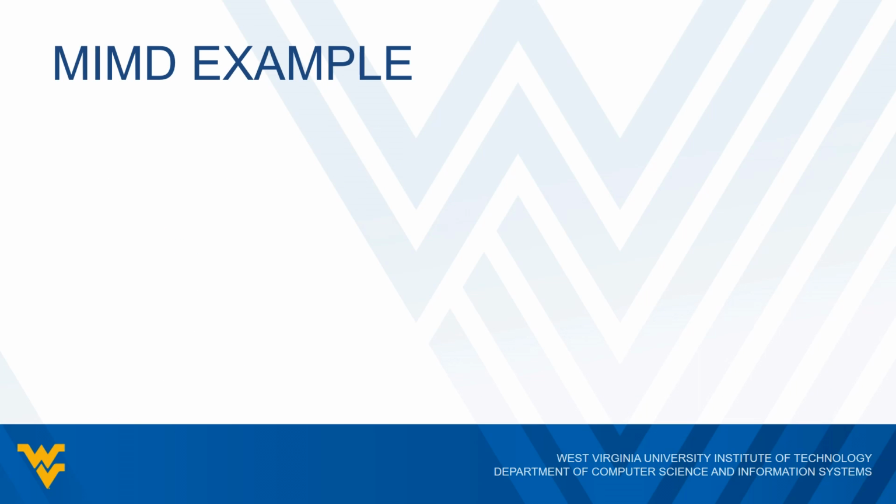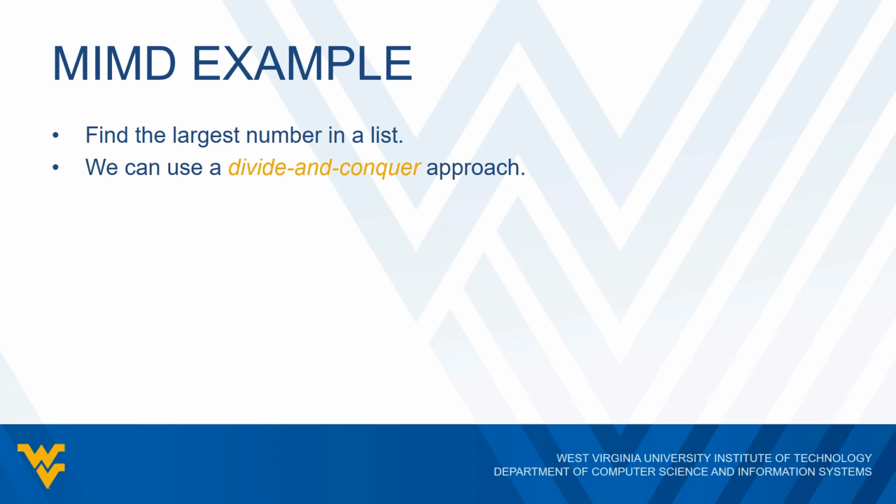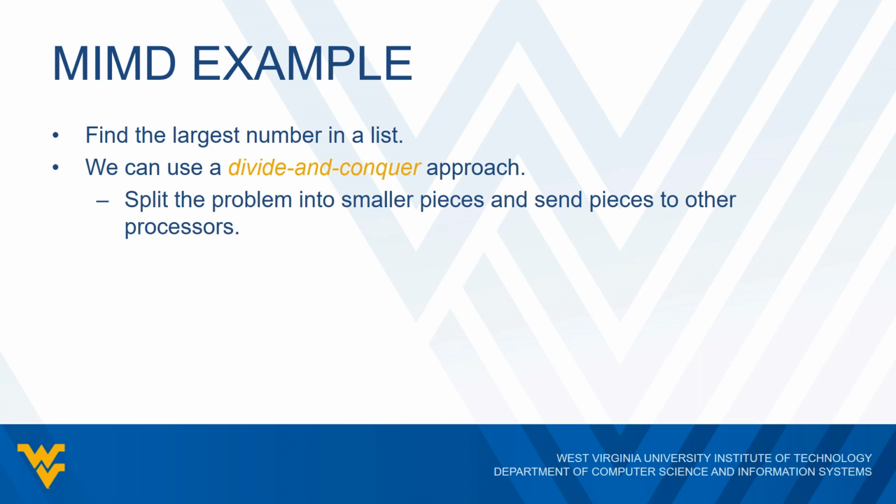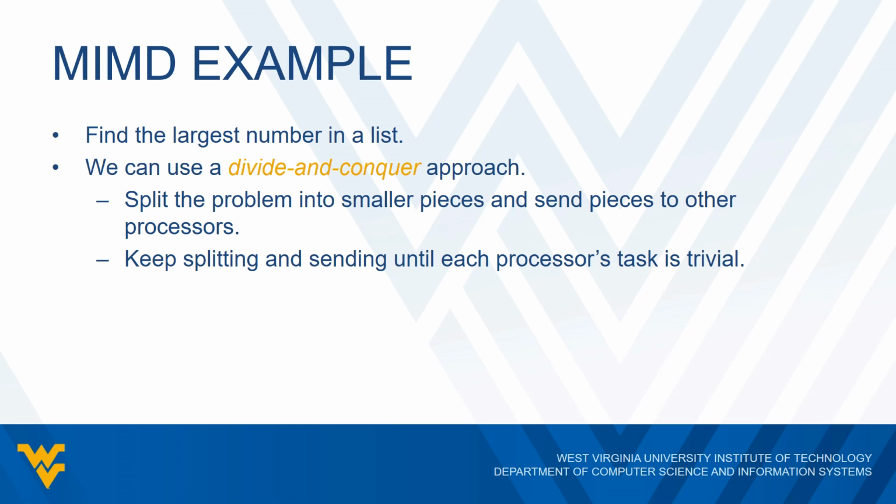For the MIMD model, let's take a look at an example. Here we're going to try to find the largest number in a list. The way we're going to do this is with what's called a divide and conquer approach. Instead of looking through every single item sequentially to find the largest item, we're going to split the problem into smaller pieces, and for each piece, we're going to send it to another processor. We keep splitting and sending these pieces until each processor's task is very trivial, where there's only a single item in the list. Then when it combines back together, we get the result.